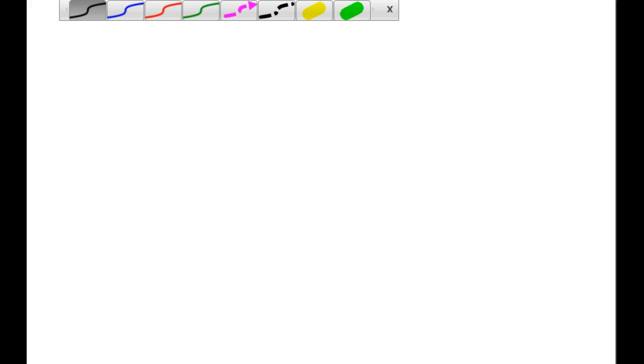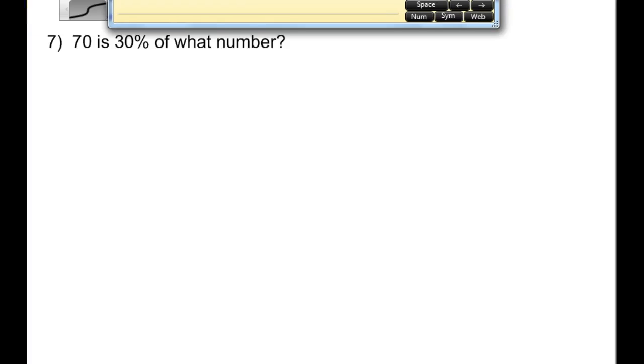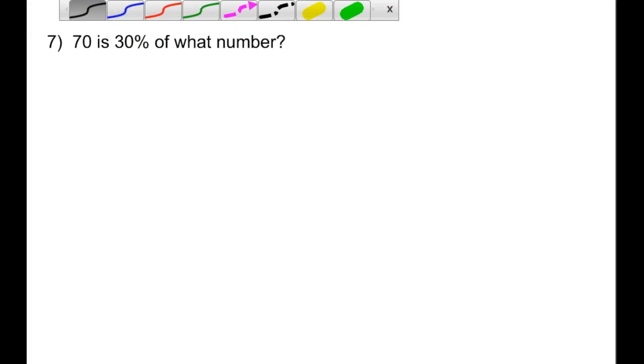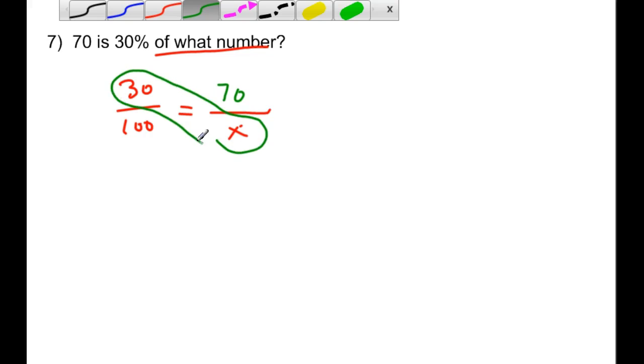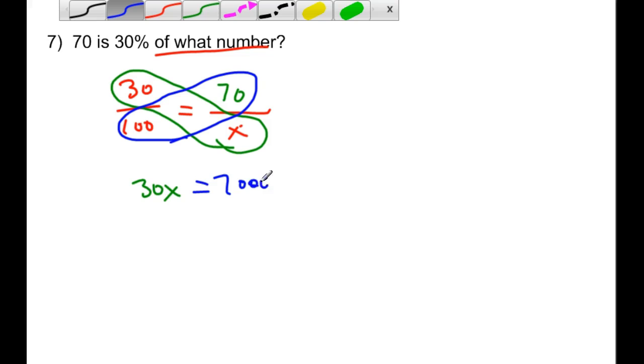Last one, I think. Sorry about that. Pause if you need to. Okay, so it's worded a little bit different again, but here's your 30% of what number? That goes on the bottom. And so the only thing left is the 70 to put on top. Cross multiply. 30x equals, when you multiply the other direction, 7,000. Divide by 30 and you have your answer.